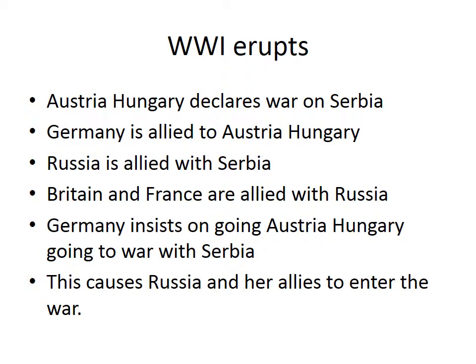So Austria-Hungary declares war on Serbia. Germany is allied with Austria-Hungary. Russia is allied with Serbia. Britain and France are allied with Russia. There is some debate that Austria-Hungary was willing to negotiate with Serbia, but that Germany sort of pushed Austria-Hungary to declare war. And that's going to be one reason that a lot of the blame was placed on Germany at the end of the war, because they sort of pushed for Austria-Hungary to declare war on Serbia. So when Austria-Hungary declared war on Serbia, all the allies are pulled into the war.